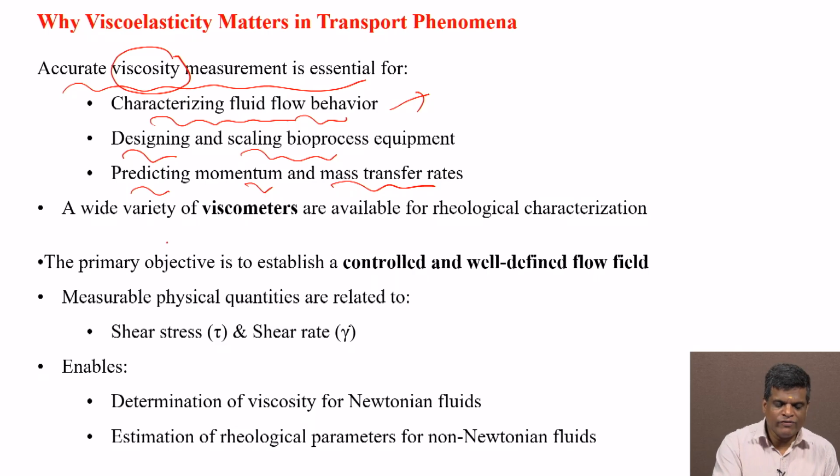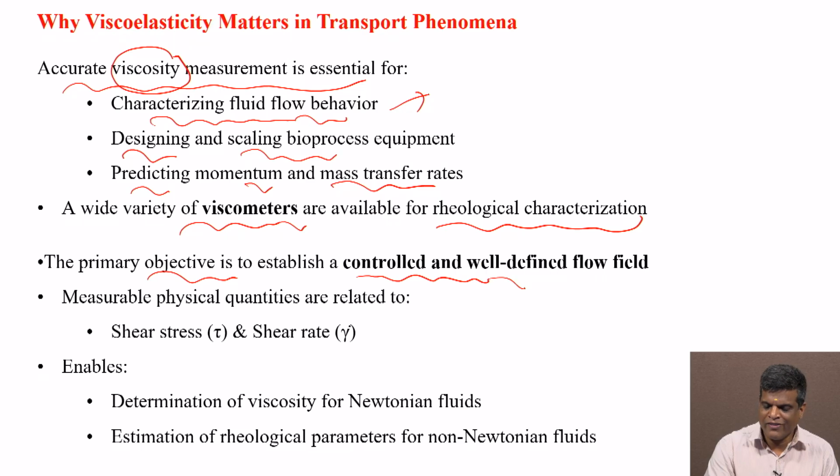So for a wide variety of viscometers, what is a viscometer available for rheological characterization? If you want to measure rheological characterization, of course, we have to use the viscometer. The primary objective is to establish a controlled and well-defined flow field here. So which physical quantities do you want to measure? One is shear stress, then shear rate.